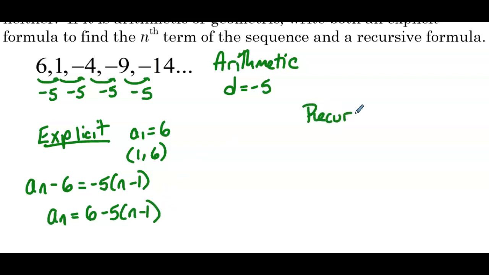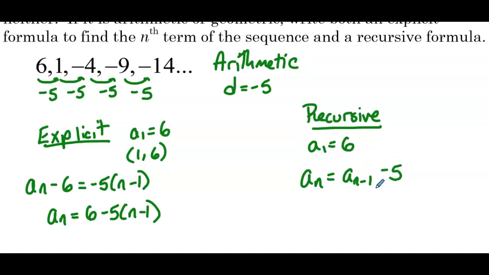Now recursively, we need to determine two things. What's our starting value, the first term of the sequence, and what's the pattern? How do we go from one term to the next? So the first term, we already identified, a sub 1 is 6. And then how do I get to a sub n? Well, I take the term before it, which is a sub n minus 1. And in this case, we're going to subtract 5. So I have a starting value, and I know how to go from one term to the next, so I can create all the terms of the sequence.